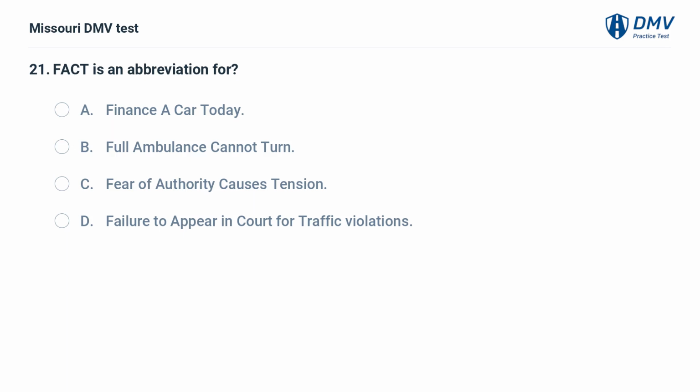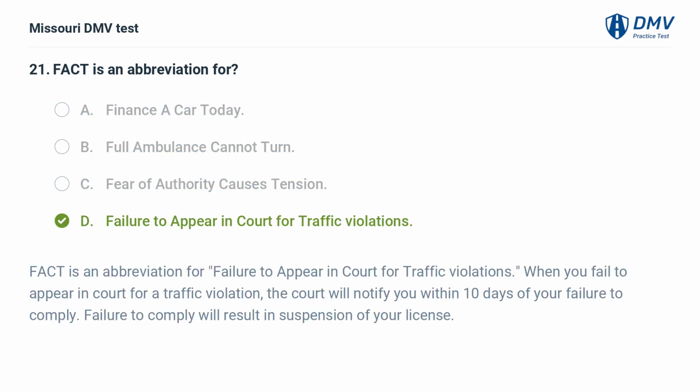FACT is an abbreviation for A. Finance a car today. B. Full ambulance cannot turn. C. Fear of authority causes tension. D. Failure to appear in court for traffic violations. D. Failure to appear in court for traffic violations.